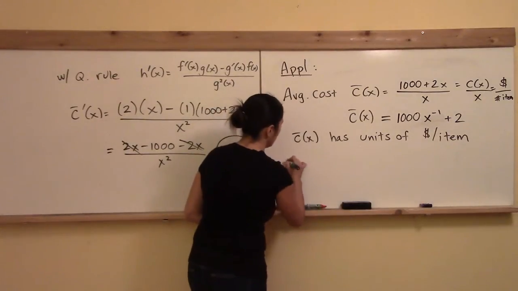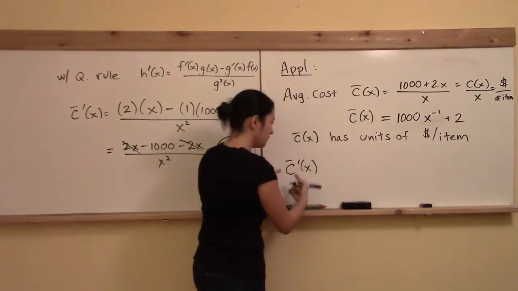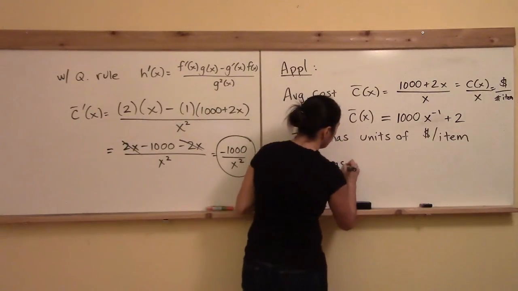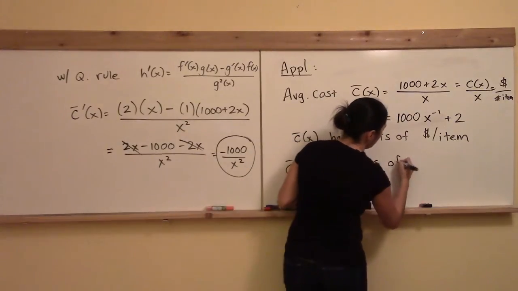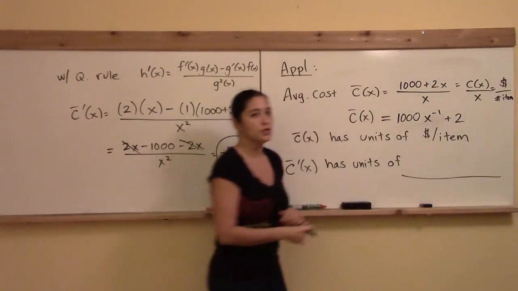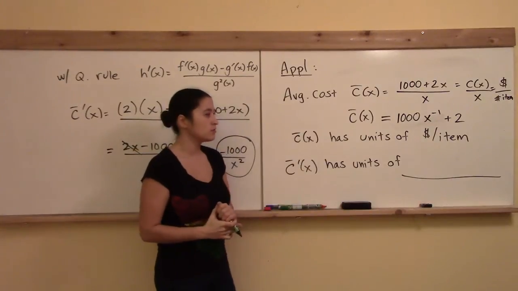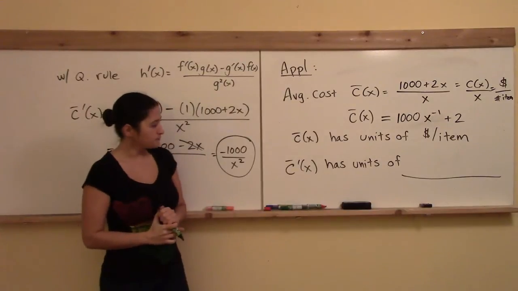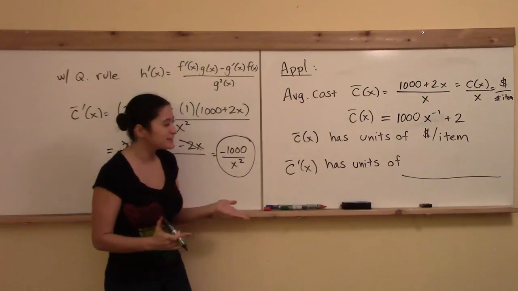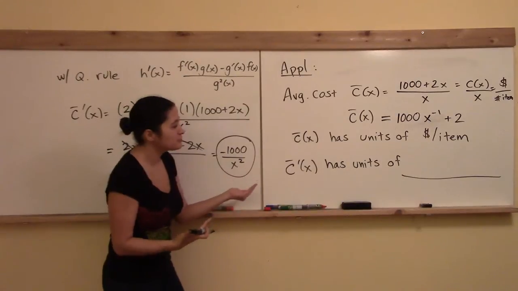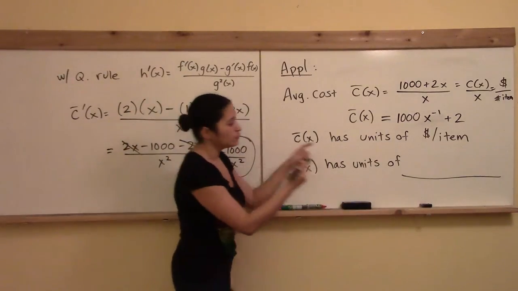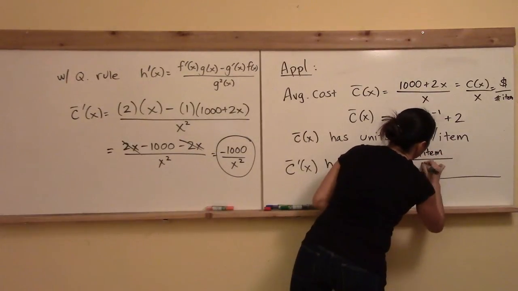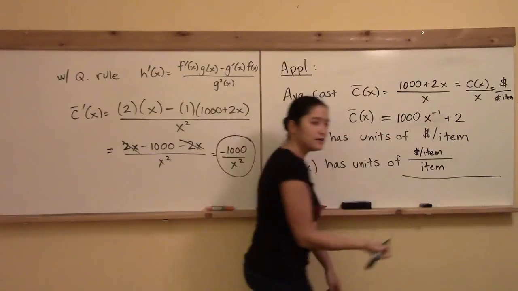Okay, here's a question, maybe a little harder than you think. C bar prime of x, the derivative of the average cost, has units of what? Okay, this is a good question for you to try to answer right now. See if you can remember what I said before about how to form the units on a derivative. Did you get this one? You might think it's a little weird if you did, but the right answer is to take the y unit, which is dollars per item, and divide it by the x unit, which is number of items.